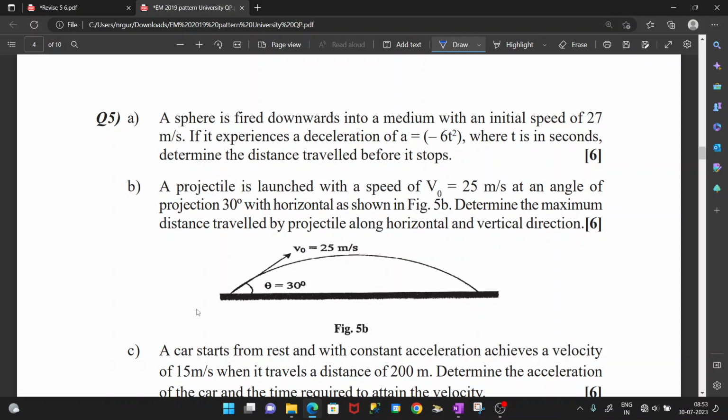The sphere is fired downwards with a given initial speed and experiences an acceleration, where it is in seconds. Determine the distance where it stops. So here acceleration is given. Deceleration means this is a constant acceleration, so this is uniform acceleration motion. This should be your first observation when you are solving the problem. It is falling under rectilinear motion, uniform acceleration motion.